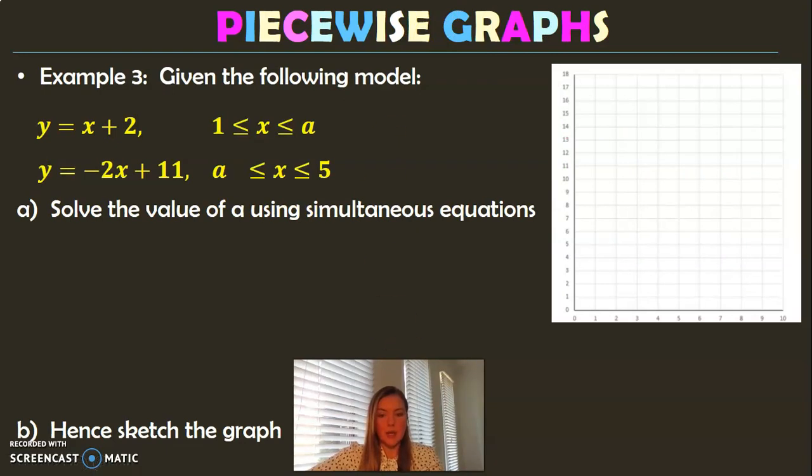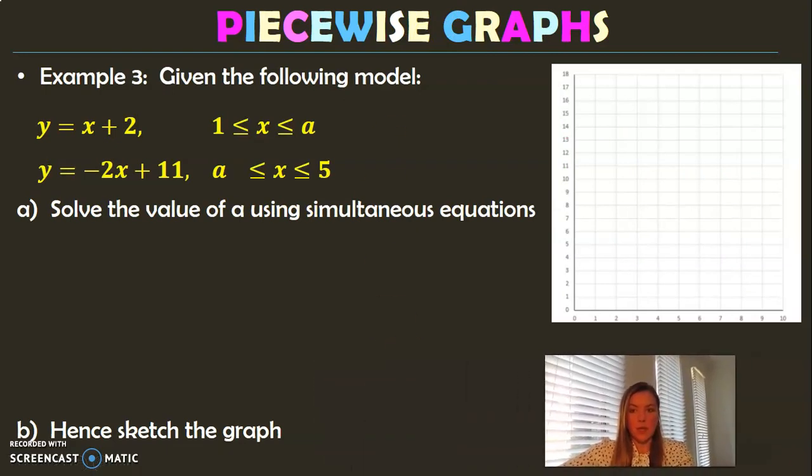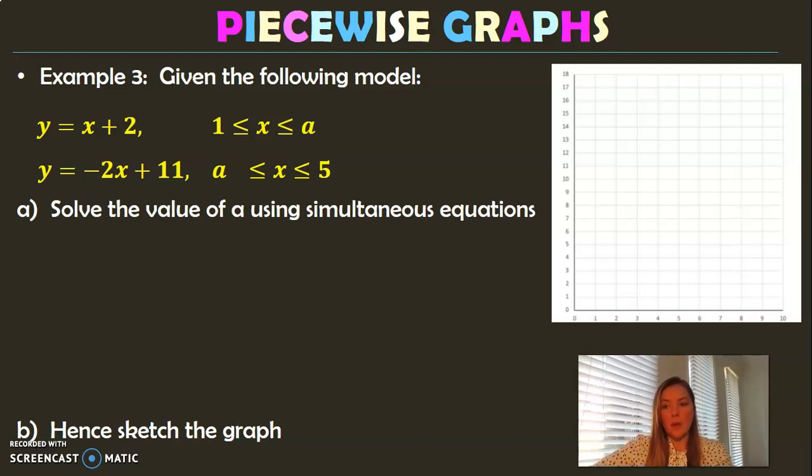All right, let's try another one. I'll move me over here. So example 3, given the following model, y equals x plus 2, y equals negative 2x plus 11, and we have some domains here. Now, on these ones, obviously there's only 2 sections, so we're going to have 2 separate little lines on this graph. This A is telling us that it doesn't know where it's going to cross. Okay, so these lines are going to meet at some point A, but we first have to find what that point is. How we do that is we first need to solve the value of A using simultaneous equations.